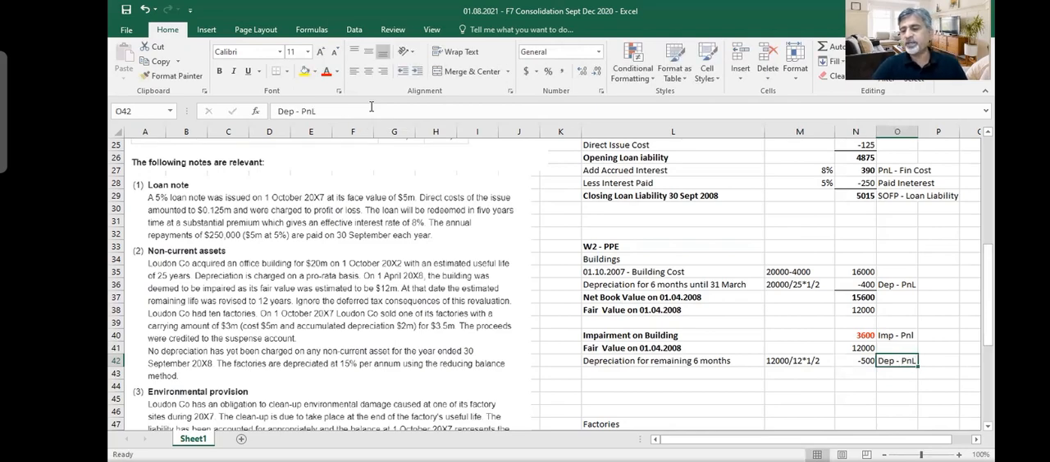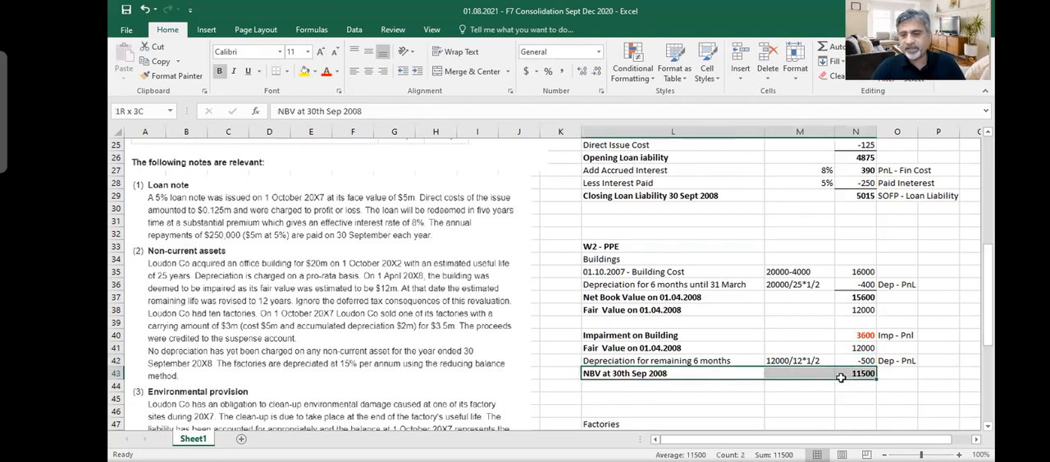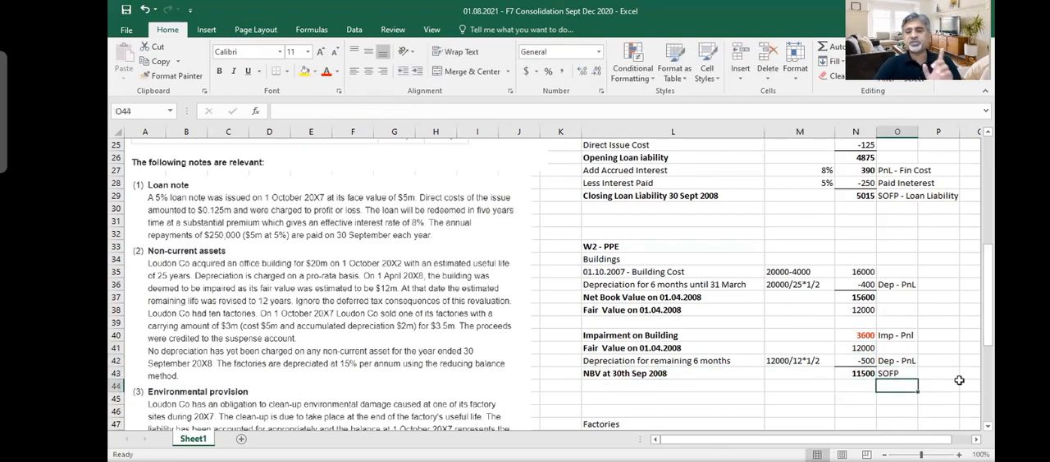So I'm just putting notes here. When I put it like this, I would say the net book value at 30th September 2008. So in my books, this asset will be shown as 11,500. So this goes to my SOFP. This number is in the statement of financial position for my net book value of buildings. If you have any question, please ask.